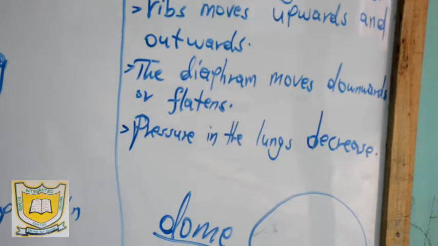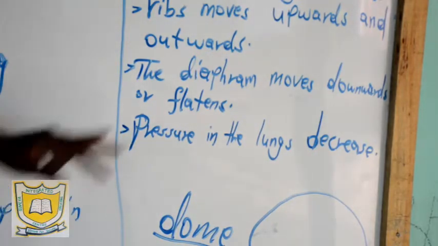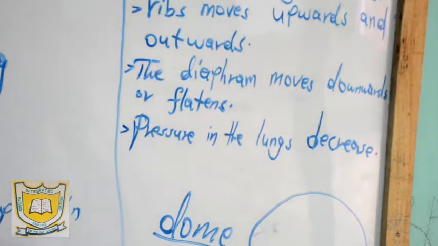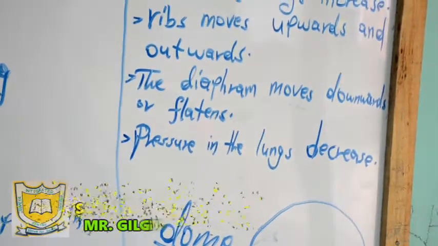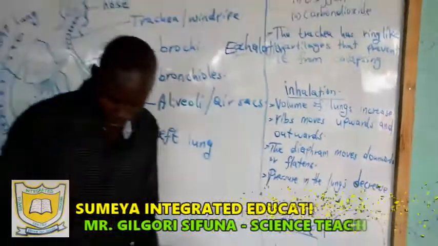And then lastly, we have the pressure. Pressure works vice versa with the volume. As the volume of the lung increases, the pressure decreases. As the volume of the lung decreases, the pressure increases inside the lung. So during inhalation, the pressure in the lungs decreases as the volume increases.